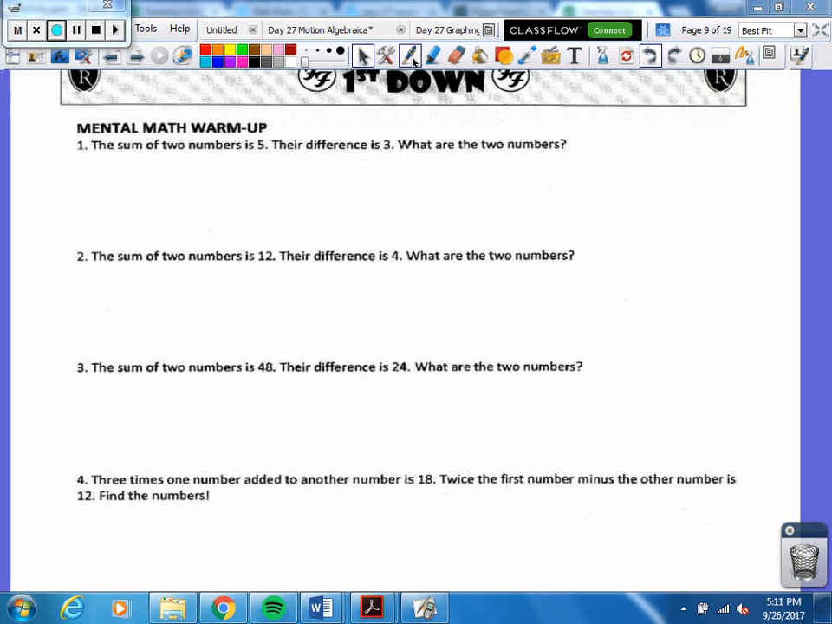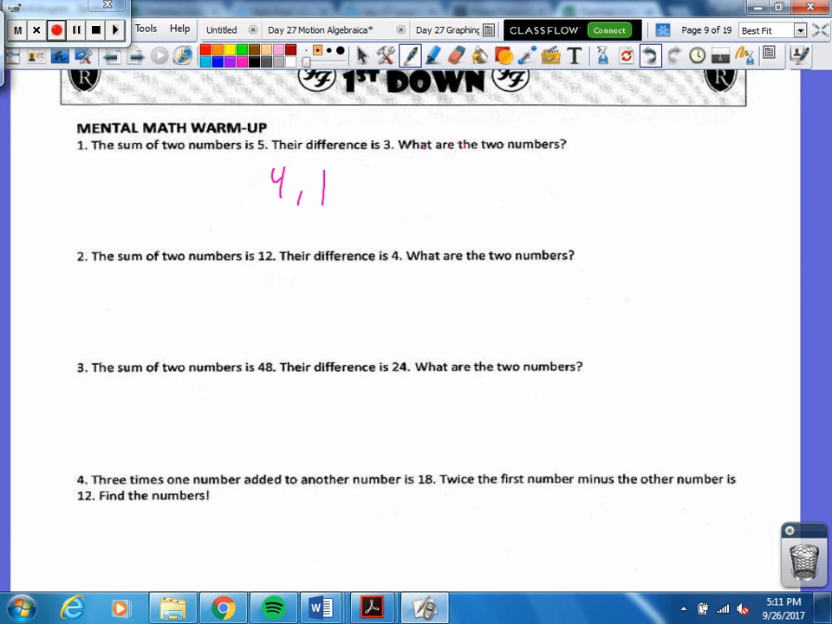Alright, here we go. The sum of two numbers is 5. Their difference is 3. What are the two numbers? I add them up to 5. I subtract them and I get 3. What are they? Write them down. You got it? I got it. 4 and 1. 4 plus 1 is 5. 4 minus 1 is 3.